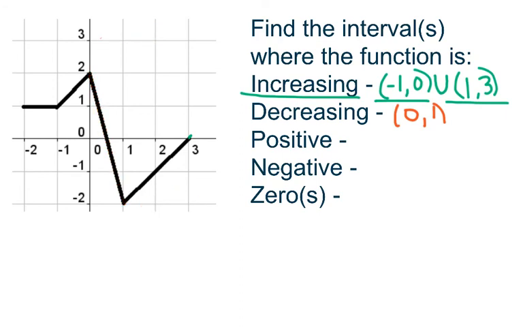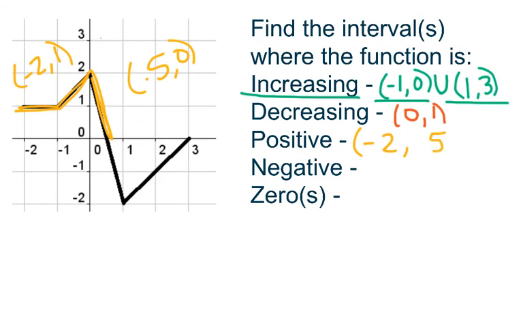Positive means it's above the x-axis. It's above the x-axis, all of this. Because everything else is below the x-axis. That's what positive means. So my leftmost point is -2, 1. My rightmost point, I'm going to say that's 0.5, 0. So it starts when x is -2, it ends when x is 0.5.